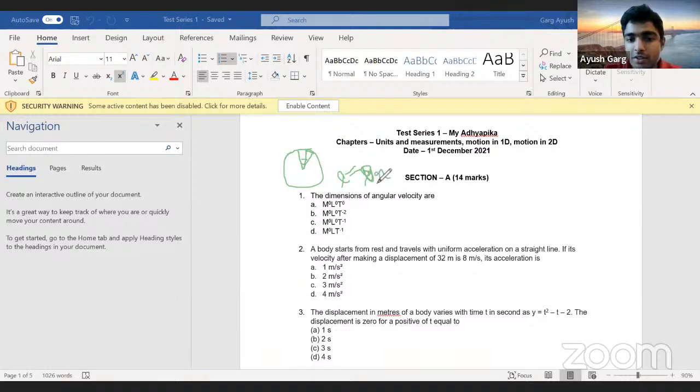You know the dimensions of R. R is radius, is length, and you know the dimensions of L, which is the arc covered, is also length. So both those dimensions are length. So the angle has to be dimensionless, right? So if you're talking about angular velocity, which is basically your angle theta upon time, then it's going to be dimensionless upon time. So it's going to be M0 L0 T minus 1.